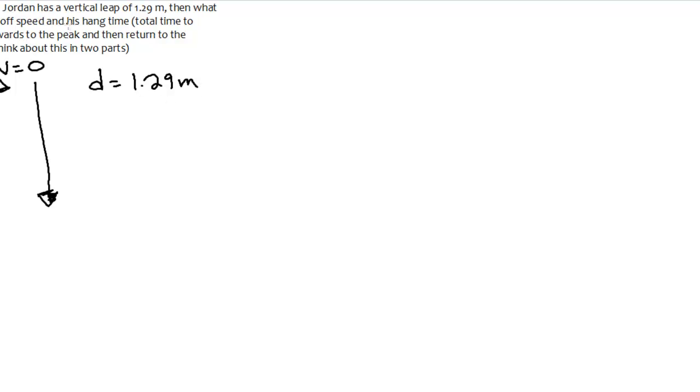And what is his takeoff speed and his hang time? So in this question, we need to figure out two different things. We need a takeoff speed first, and then a hang time. So how much time is he in the air for? So how much time up and how much time down together.